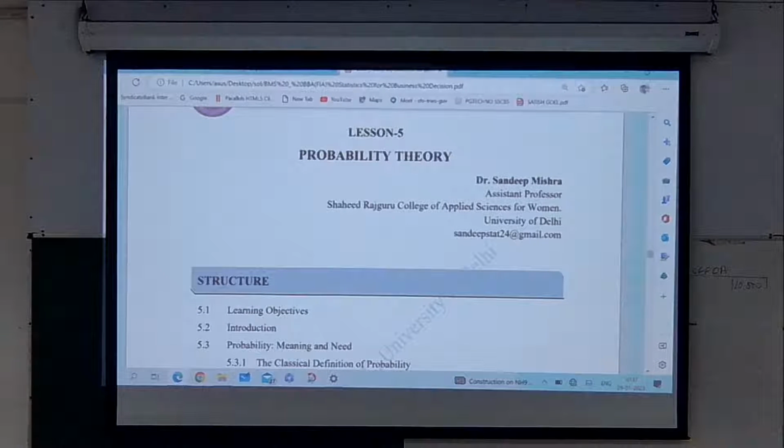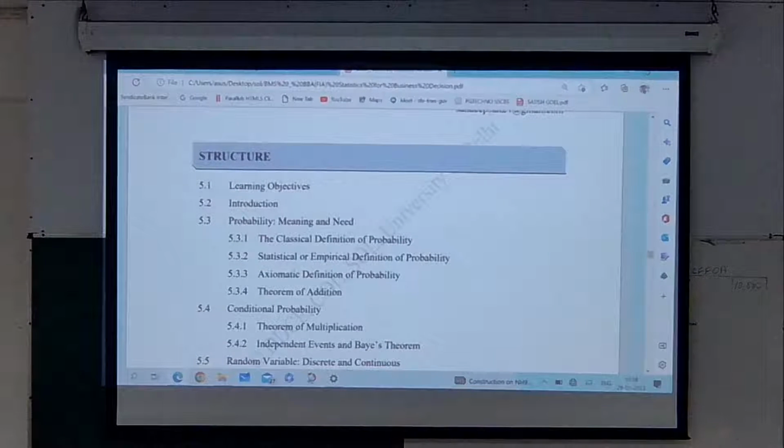Good morning. Today we will discuss probability theory. In the next class we will discuss probability distributions, because both are related. In probability theory we discuss what probability is, its meaning, and the different definitions of probability. One is the classical definition, and the other is the modern or statistical definition.